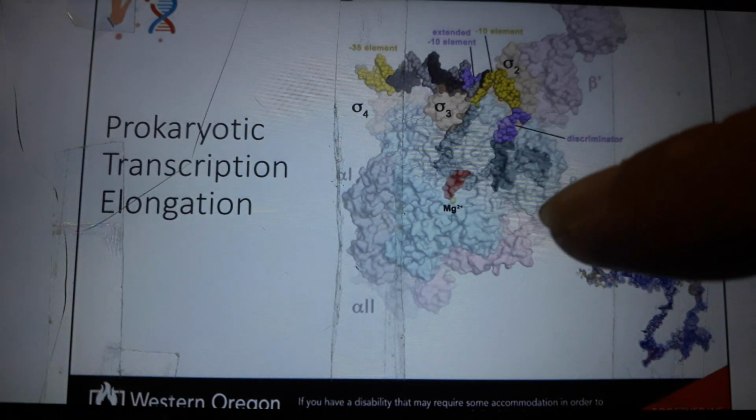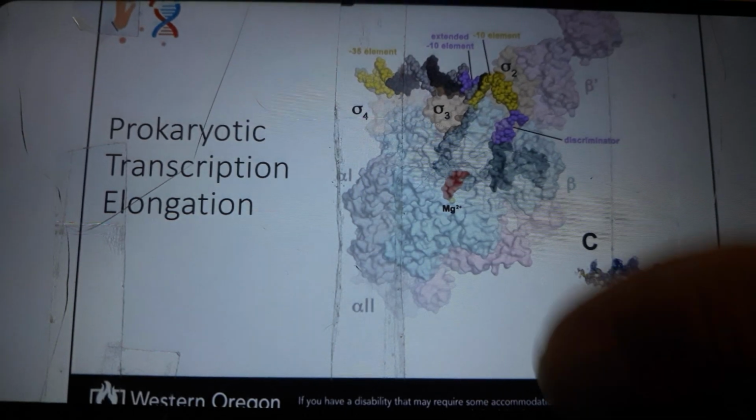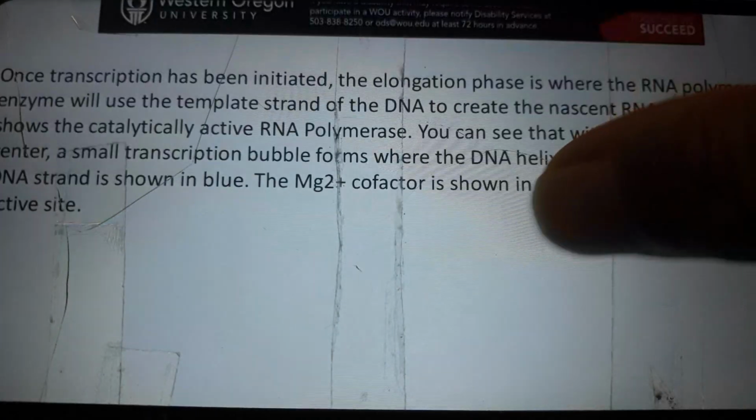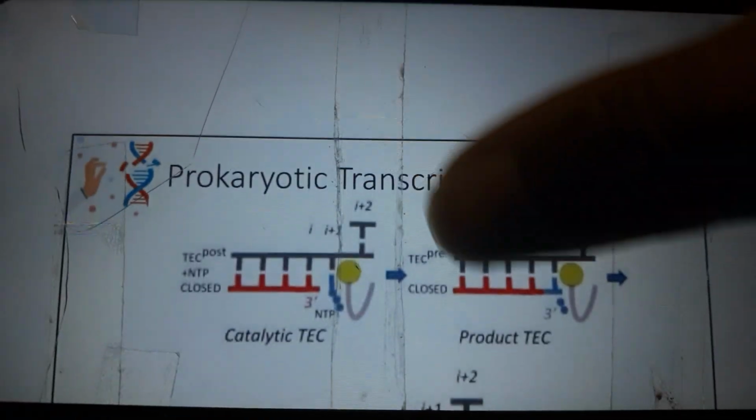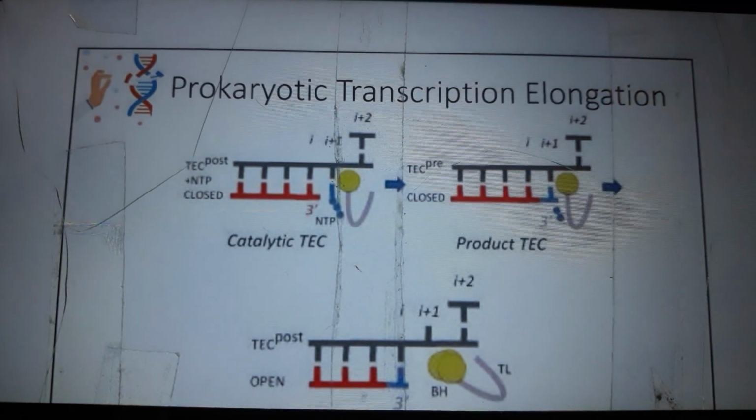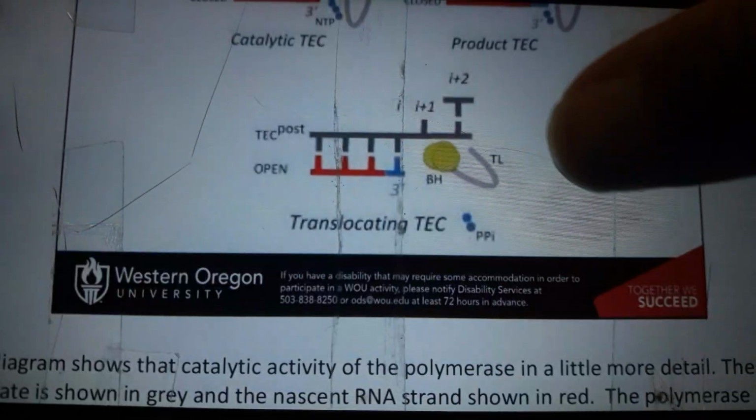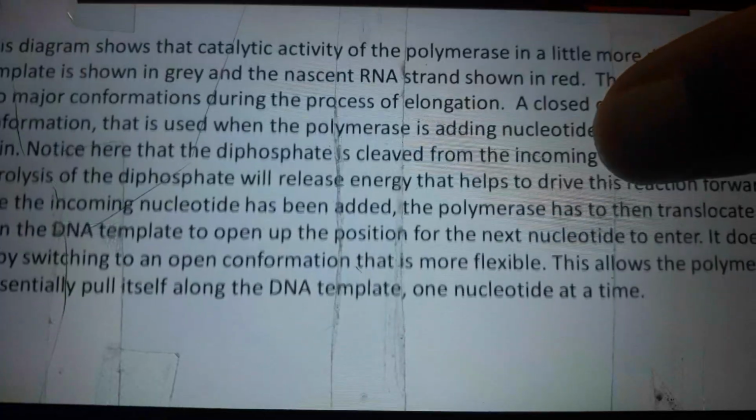Right, and we move on to the next diagram. That's prokaryotic transcription elongation. Please remember to take screenshots.